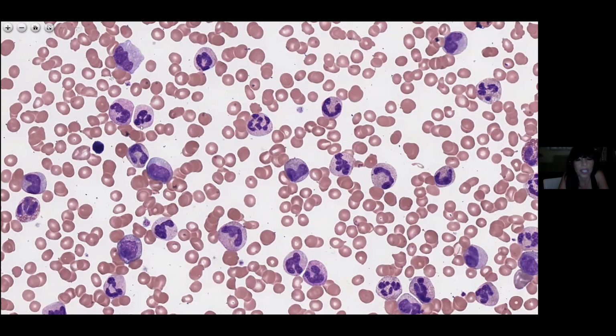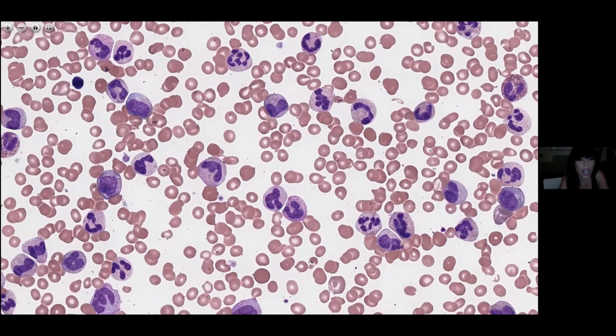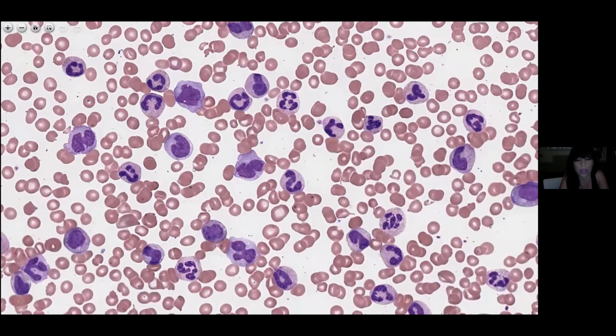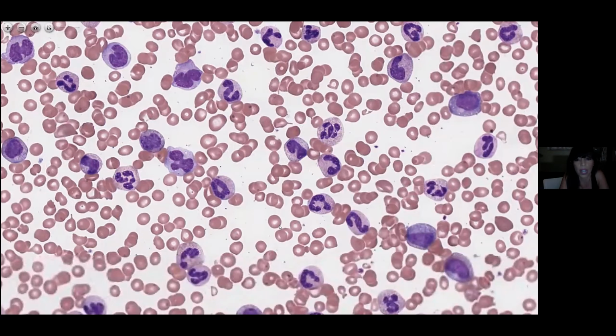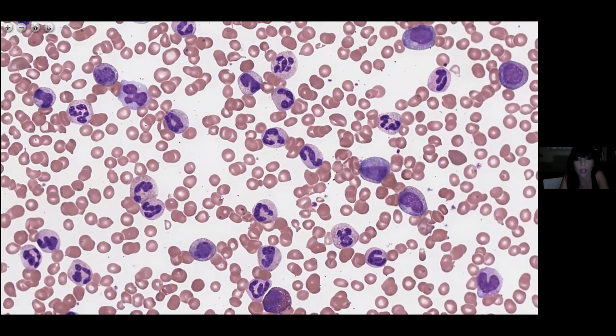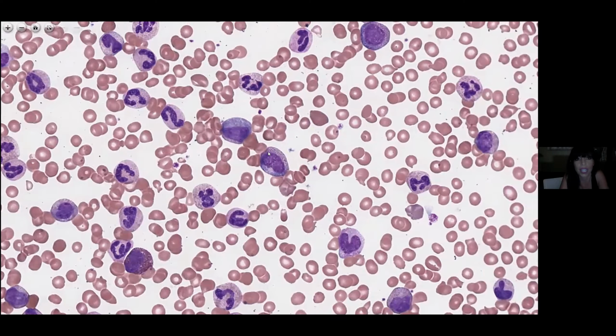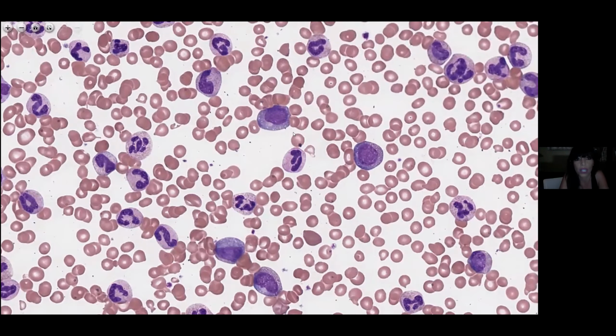Just it has the classical features. There's a lot more segs and not quite as many monos as I would usually see in the CMML. And sometimes in CMML, I've seen other more dysplastic features on occasion, and these are all pretty normal. But really, to diagnose this, it would be the cytogenetic testing, BCR-ABL. So that would be, I guess, the true way to differentiate it, since it's not based on morphology.